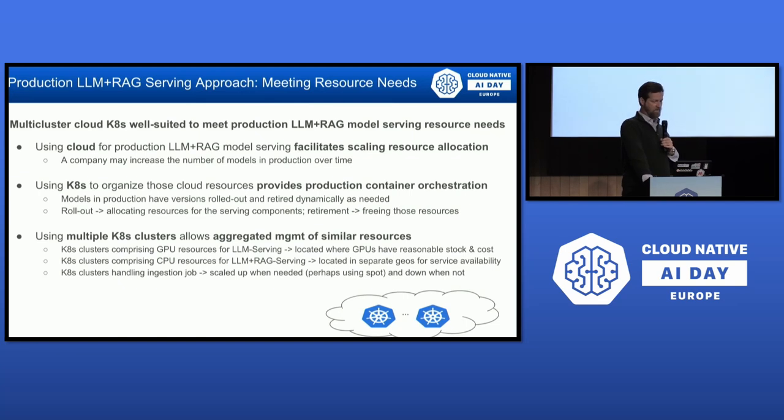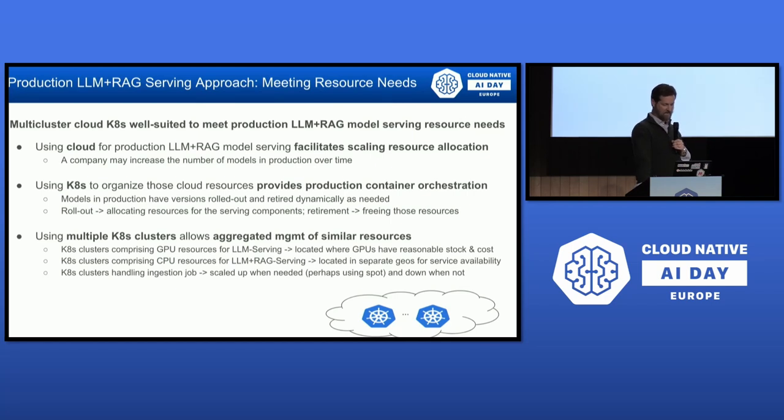So, obviously, for this, we're going to use a multi-cluster Kubernetes deployment across multiple different clouds. If we use multiple clouds, that means that we can take advantage of all the kinds of benefits that you get from operating in a hyperscaler. We can also, by deploying multiple Kubernetes clusters, define each one to have the different kinds of resources that our architecture could benefit from.